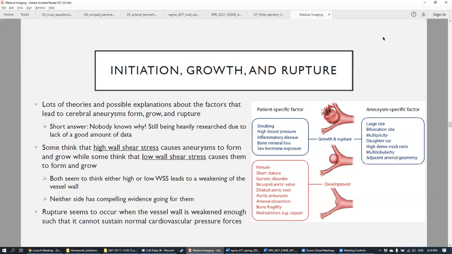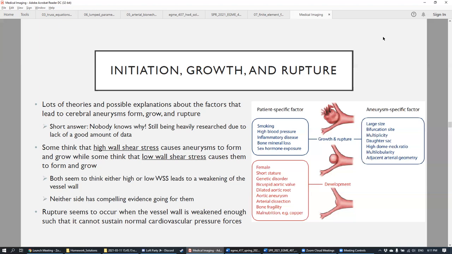And so, if you thought Twilight was bad, team Edward and team Jacob, this is even worse, right? And so for aneurysms, there's team high wall shear stress, where they think a high amount of wall shear stress is what causes aneurysms to form and grow. But on the other side, there's team low wall shear stress, where they think low wall shear stress causes them to grow. And both of them have presented their arguments, and both of them have some evidence. But after reading through this a lot, and this is something that's very hotly debated in the field right now, I will tell you that neither side really has compelling evidence to really prove their case. So it's kind of an ongoing debate.